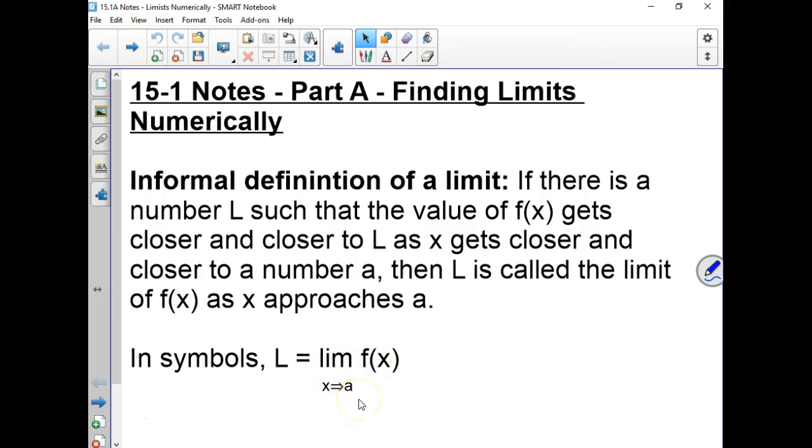Okay? So here's what that means. Our x values get closer and closer to a number, maybe like 3. As x gets closer and closer to 3, it could be 2, and then 2.5, and then 2.9, and 2.99, and 2.999.